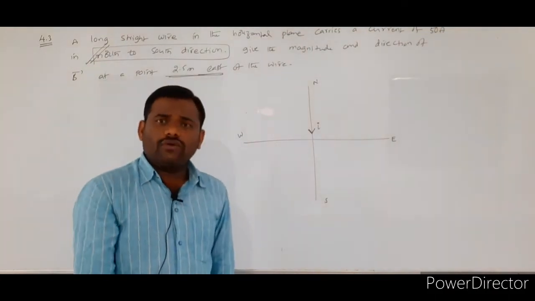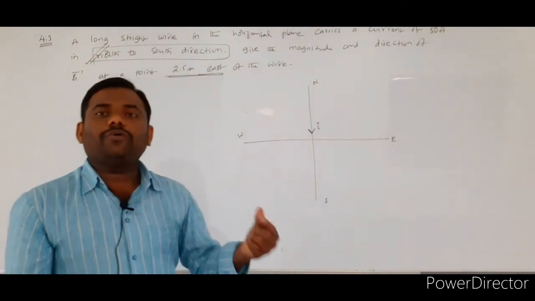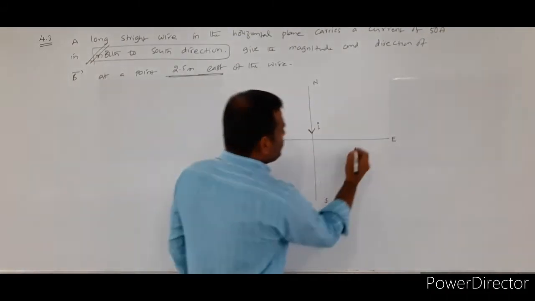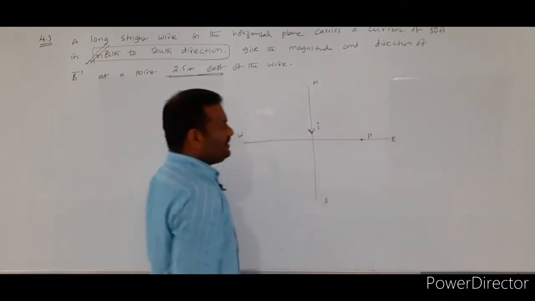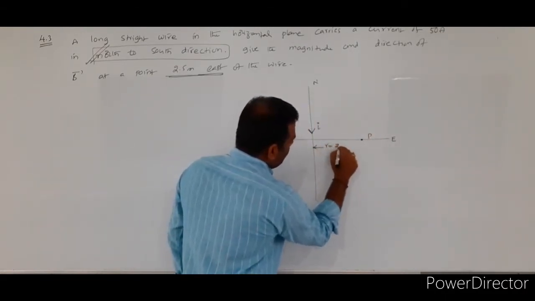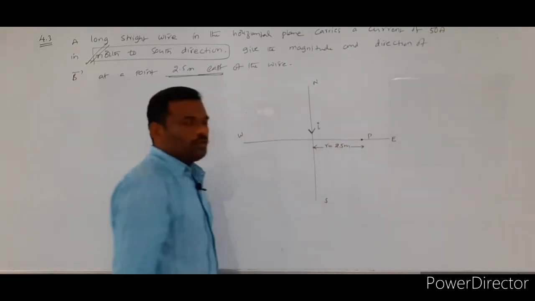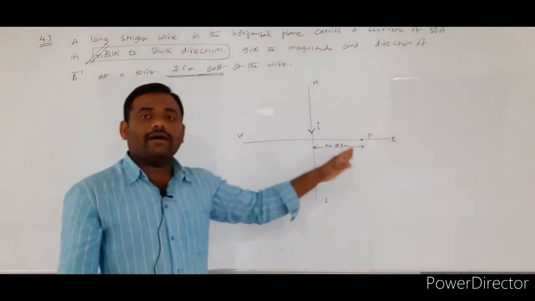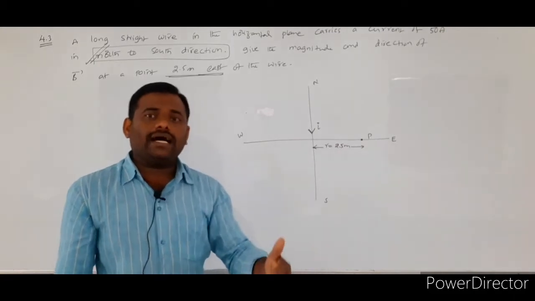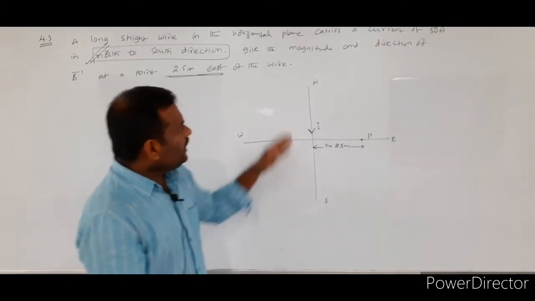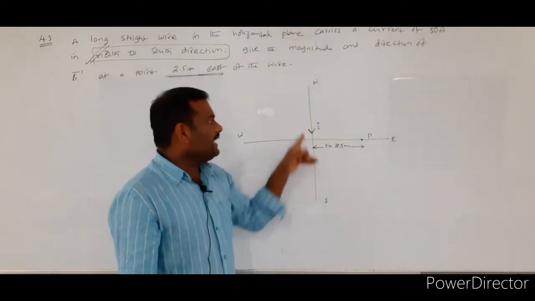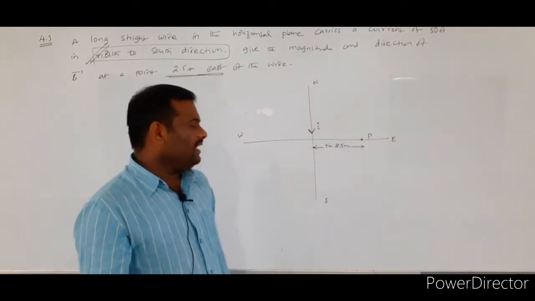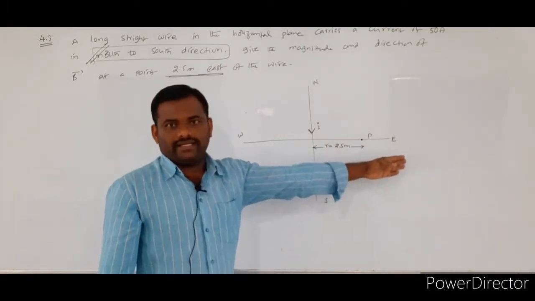So if current is flowing from north to south direction, at which point are they asking? They consider a point at a distance of small r equal to 2.5 meters east of the wire. For that given wire, they consider the point P which is on the east side of the wire. Here the north to south direction will be this, and current will be flowing vertically downward, and I consider the point P placed on the eastern side.